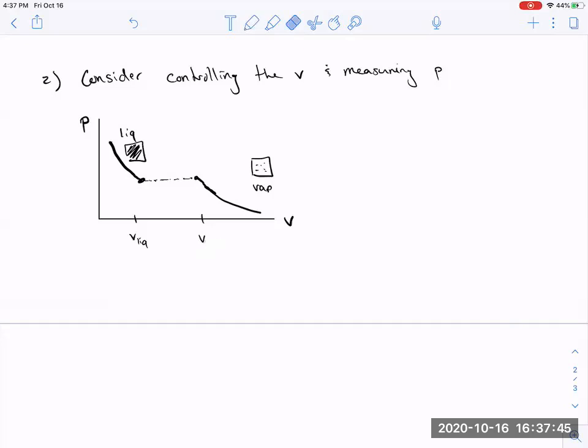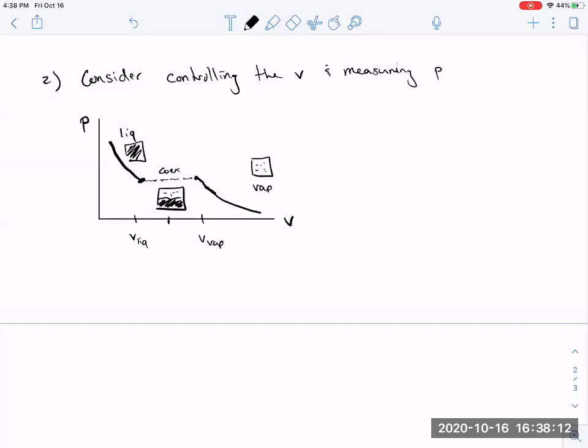But now if I'm controlling the volume, if I set up a volume that was intermediate between the liquid and the vapor, say this volume here, I can set up that volume. I can measure the pressure. It would fall along this line. But not only that, I could go in and look at what that system looks like. And it would show that it's at coexistence. I have some amount of liquid and some amount of vapor.